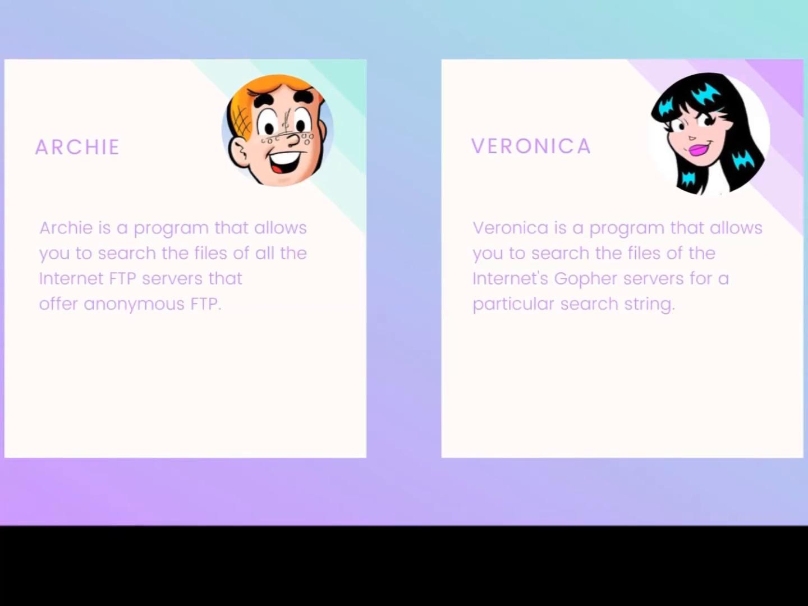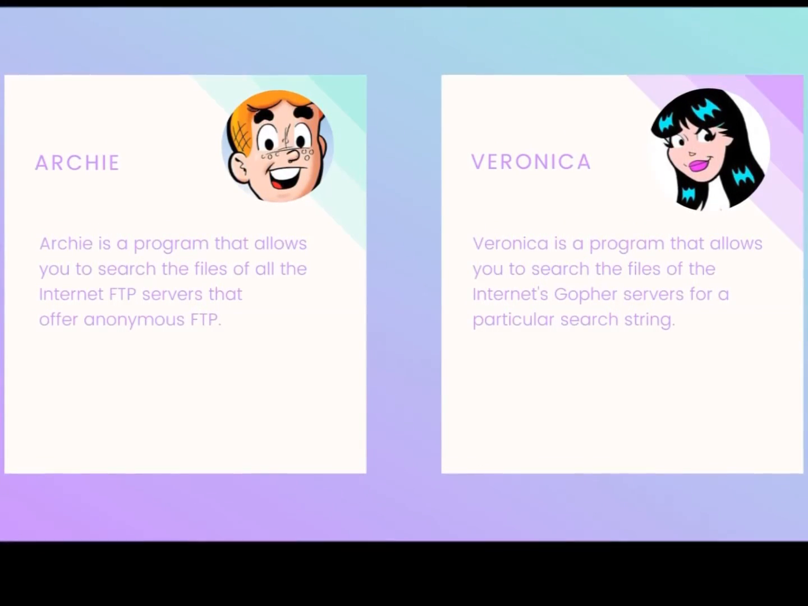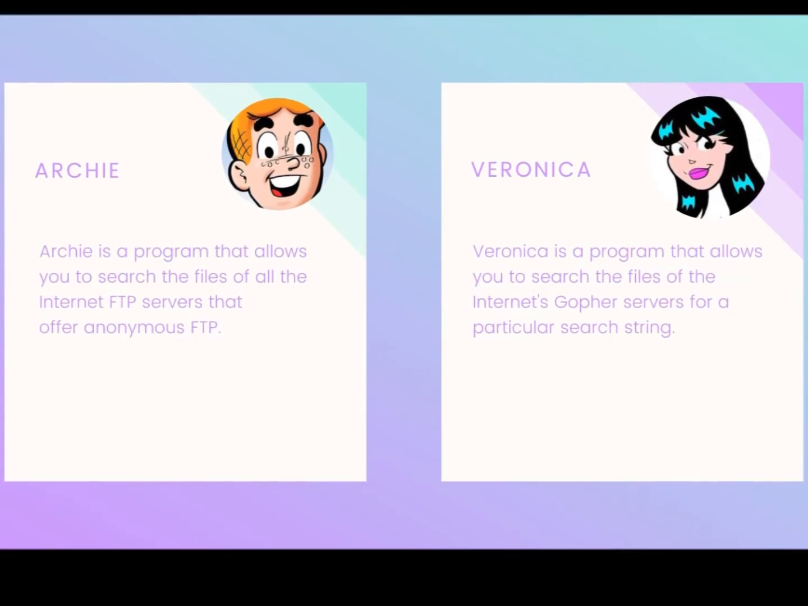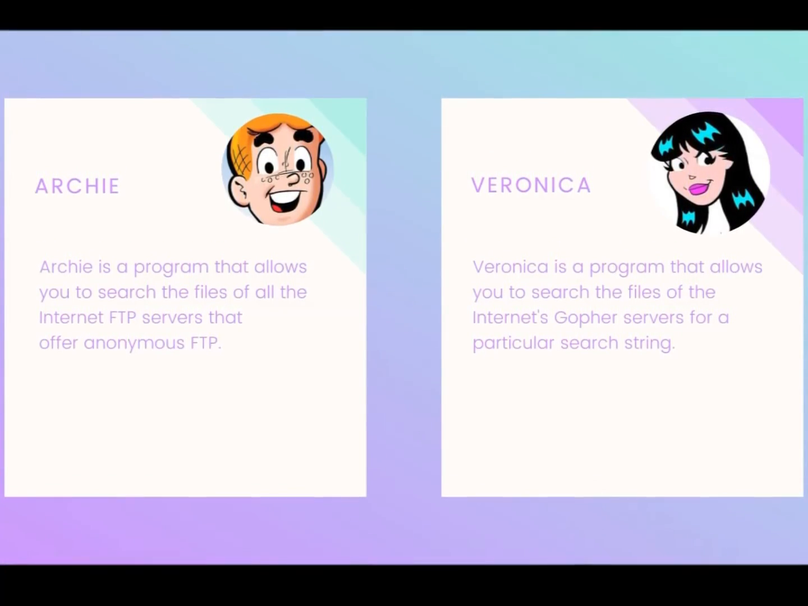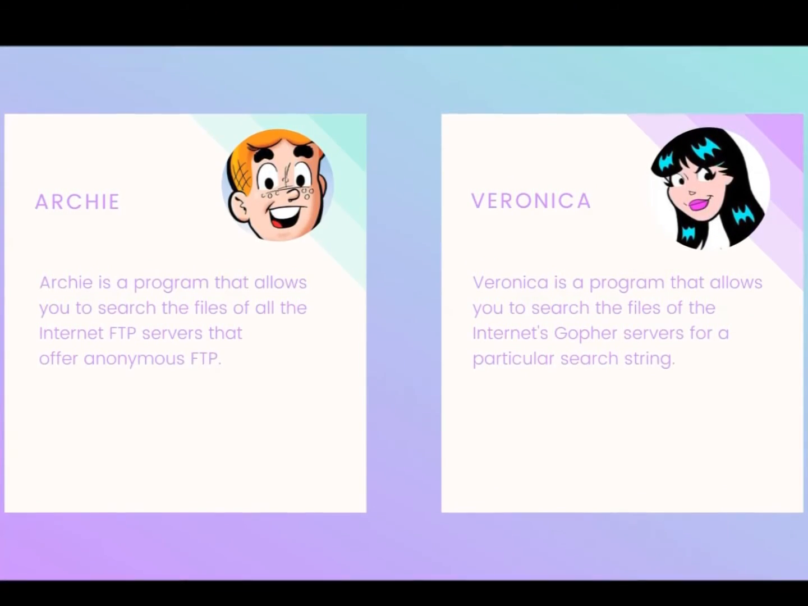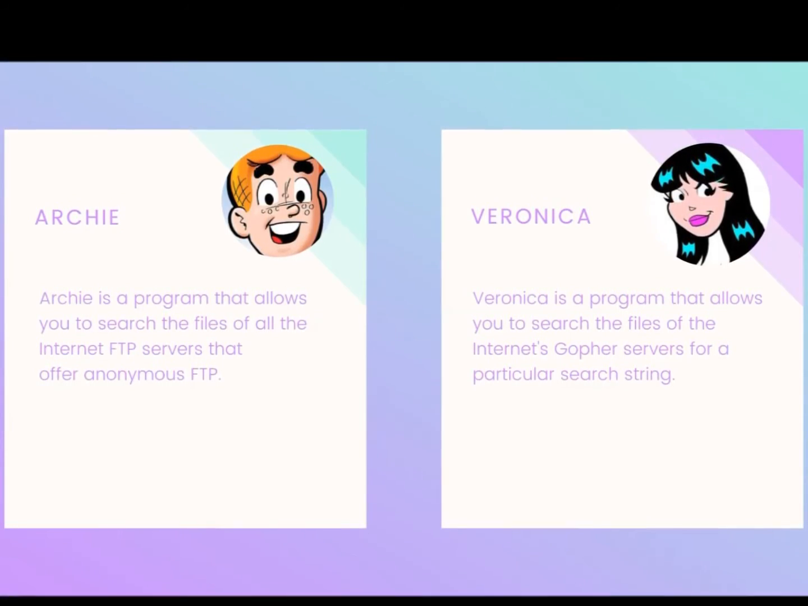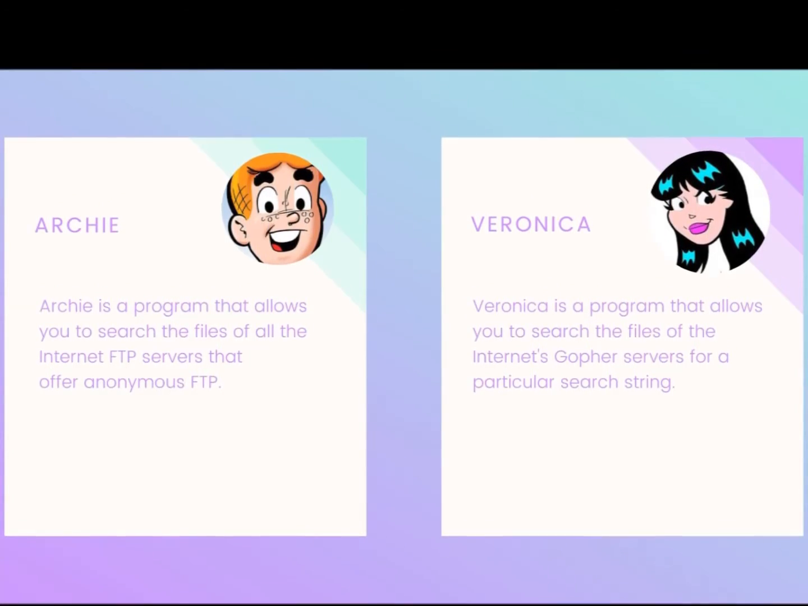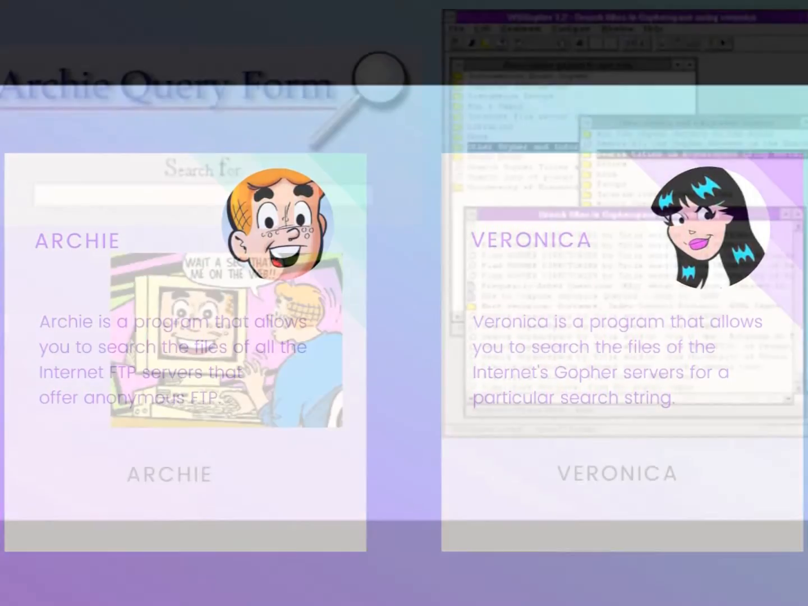Archie and Veronica. Now, don't get them confused with the comics. Archie is a program that allows you to search the files of all the Internet FTP servers that offer anonymous FTP. Whereas Veronica is a program that allows you to search the files of the Internet's Gopher servers for a particular search string.